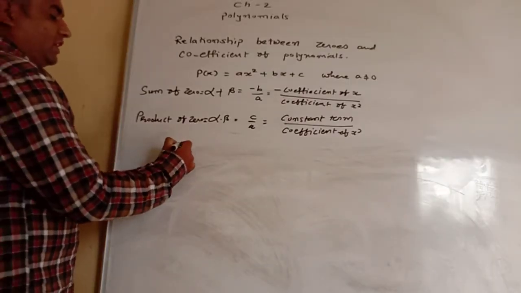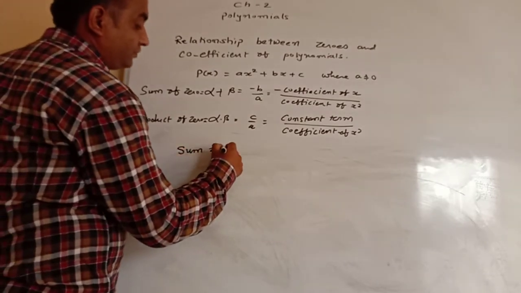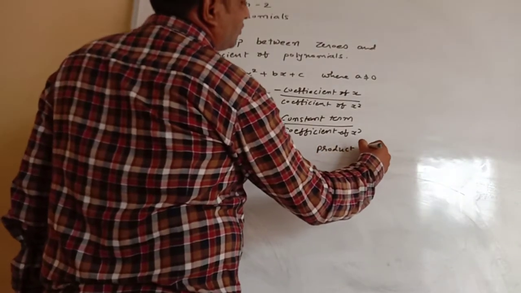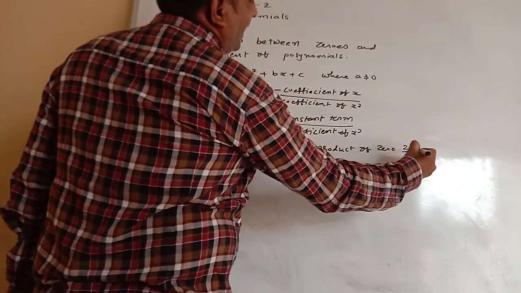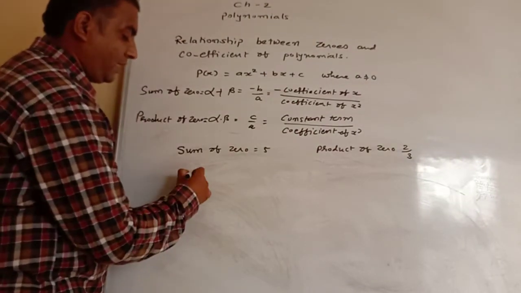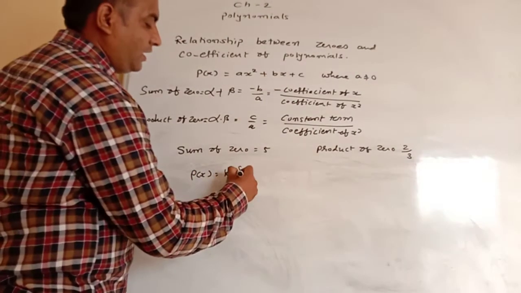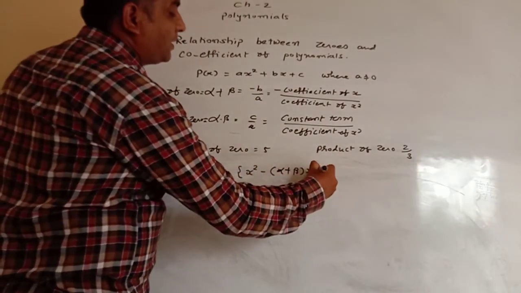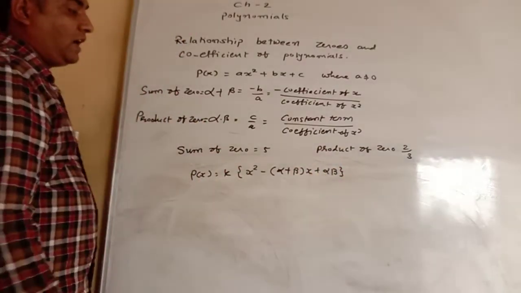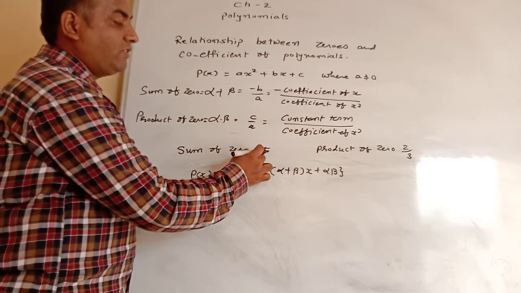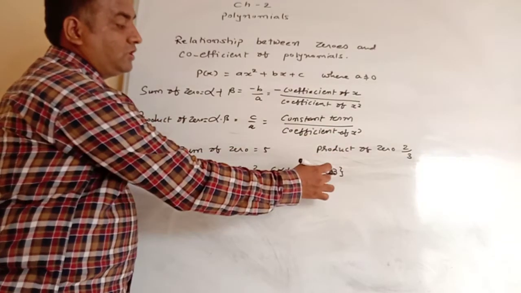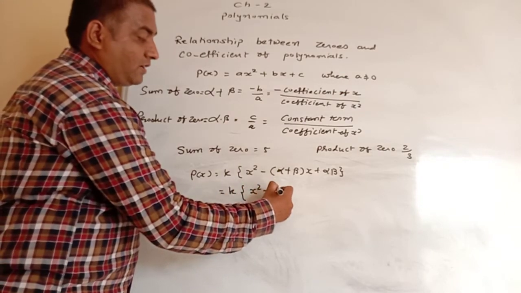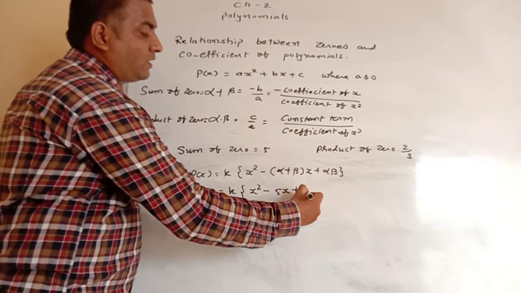Now if we have a question that the sum of zeros is equal to 5 and the product of zeros is equal to 2 by 3, then write the polynomial. So we know that p(x), the general form, is equal to what? k into x square minus (sum of zeros means alpha plus beta) x plus alpha beta. So here the sum of zeros, alpha plus beta, is given as 5, and the product of zeros is given as 2 by 3. Then we substitute it, and our polynomial will be x square minus 5x plus 2 by 3.